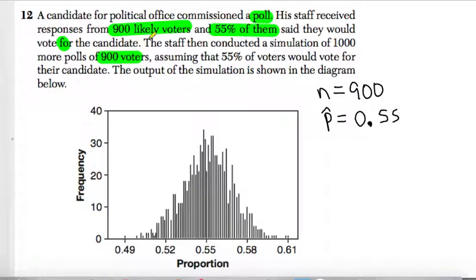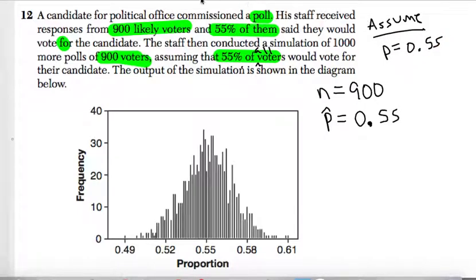The number of simulations will not be used in any calculations, but the sample size is still 900, which should be the same as what they did in real life, assuming that the population proportion is 55% of all voters. That's what they're really trying to say here. When they say they're assuming 55% of voters, they mean 55% of all voters in the population would vote for their candidate. The output of the simulation is shown in the diagram below. So they're assuming that the actual population proportion of all voters is also 55%.